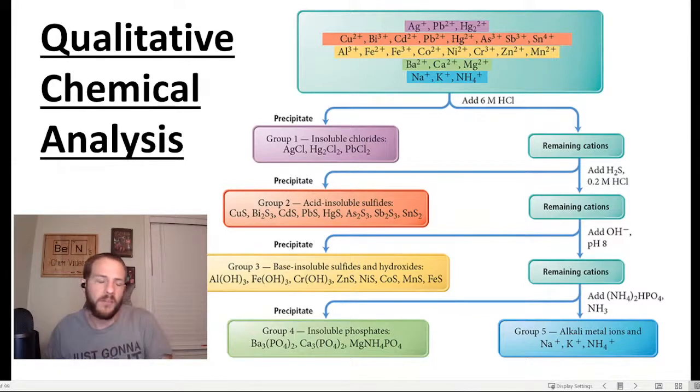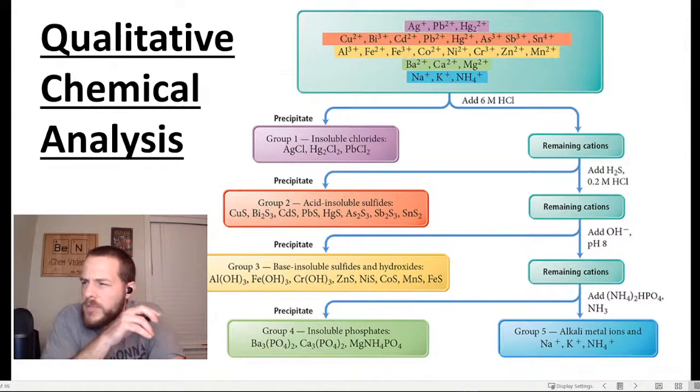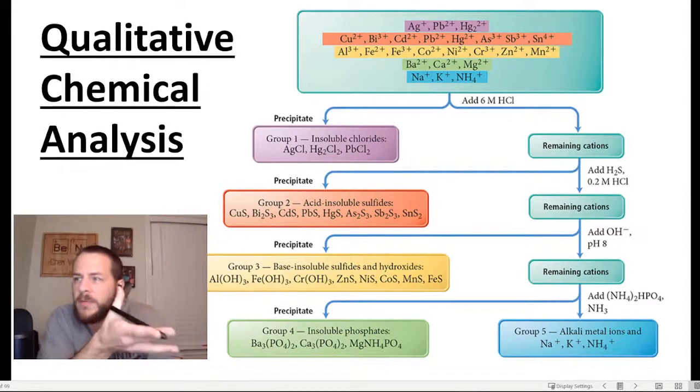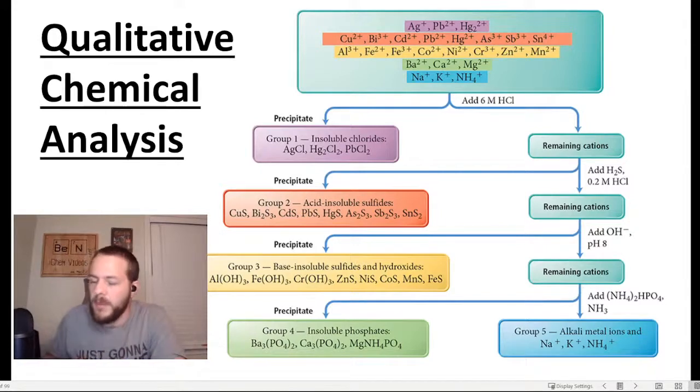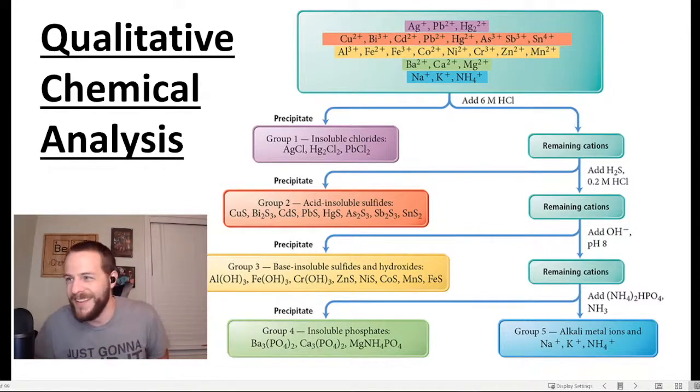So this is actually a pretty commonly done experiment in general chemistry labs. So if you're taking general chemistry, maybe you've done this type of experiment before in your lab. Maybe you understood it, maybe you didn't. I don't know.